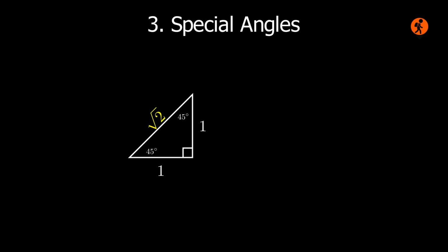You must know your special angles to evaluate expressions without a calculator. For a 45-degree triangle, the sides are 1, 1, and root 2. For a 30, 60, 90 triangle, the sides are 1, root 3, and 2.